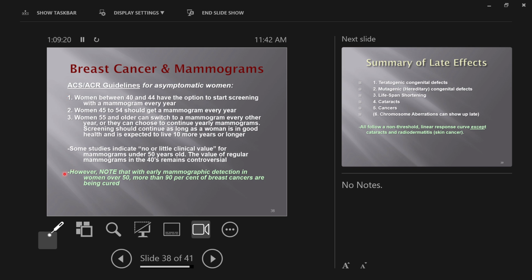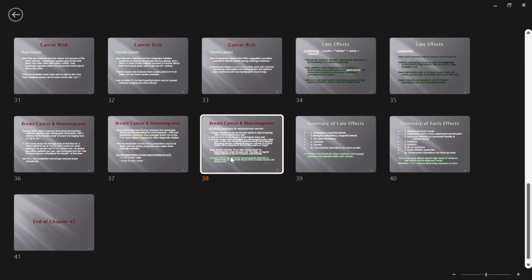Importantly, with early mammographic detection in women over 50, more than 90% of breast cancers are being cured. That's great, right? That's 9 in 10, 90 out of 100 breast cancers are being cured when detected early. So regular mammogram screenings are useful in that way, right? Because if you don't detect it and the cancer progresses to the later stages, then life expectancy drops off significantly. But if you can detect it early, you can treat it early before it metastasizes, right? And give someone a good quality of life, or extend their life expectancy at least. Okay, so that's the talk about breast cancers.